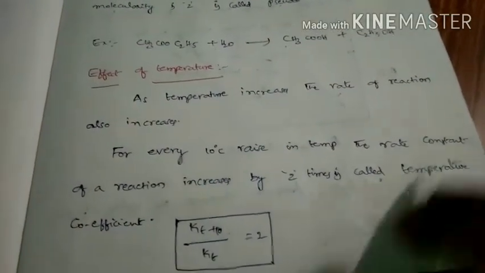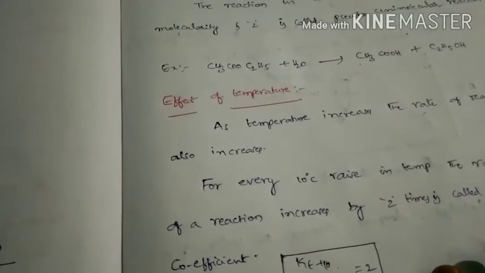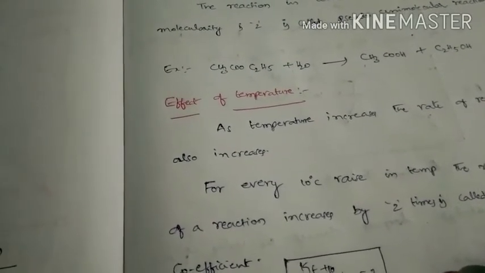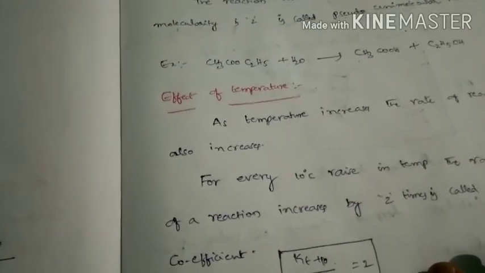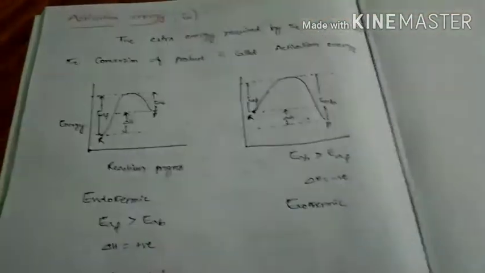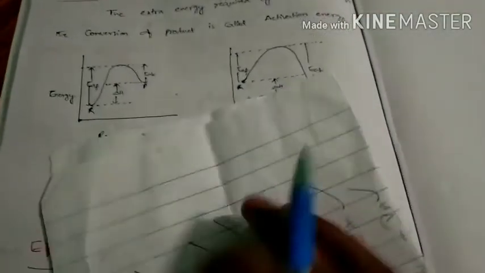And the last factor is the effect of catalyst. We know that when catalyst is added, rate of reaction also increases. Now we will show how rate of reaction increases when catalyst is added. Before that we have to know one point, that is activation energy.